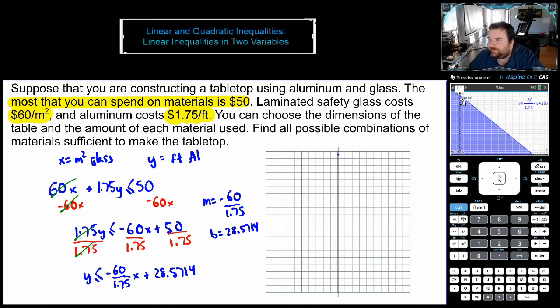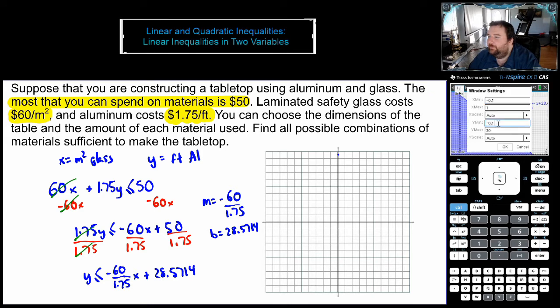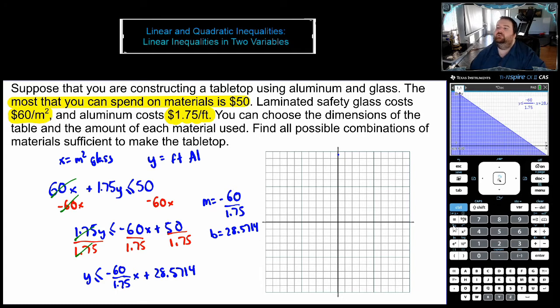Perfect. Now I can see all of these points that fall within my solution region. Let's go to window settings, and y min is actually going to be negative 5. There we go. So we zoomed in now, and the whole point was I want to see all the solutions that belong in this area. Anything within quadrant 1, so to the right of my y-axis and above my x-axis, in this region is a possible solution, but it has to be below my line.